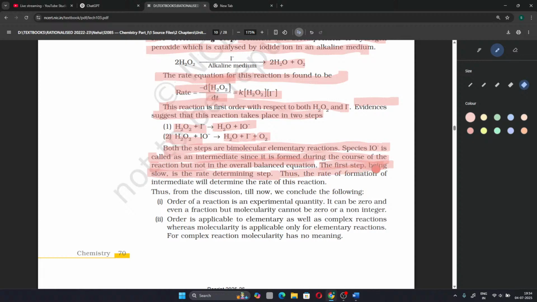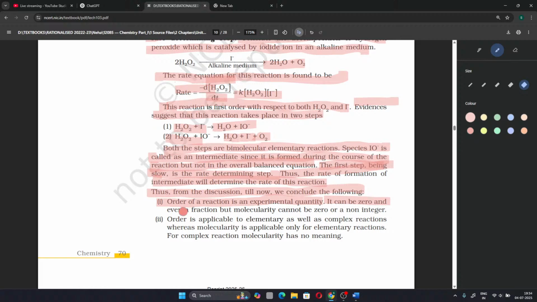Thus, the rate of formation of intermediate will determine the rate of this reaction. Intermediate is IO minus. Thus, from the discussion till now, we can conclude the following. First, we conclude that order of a reaction is an experimental quantity.